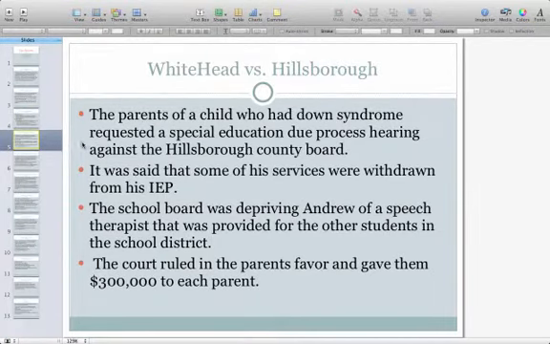So from here we move into our first court case that involves due process, and this is Whitehead versus Hillsborough. In this court case, the parents of a child who had Down syndrome requested a special education due process hearing against the Hillsborough County Board. It was said that some of his services were withdrawn from his IEP. The school board was depriving Andrew of a speech therapist that was provided for the other students in the school district, which is a big no-no. And the court ruled in favor of the parents and gave them $300,000 each.